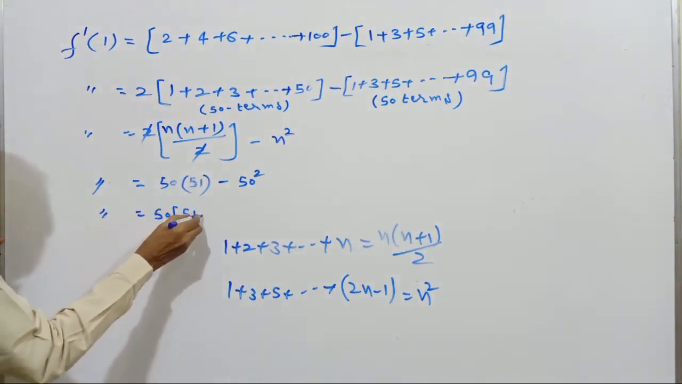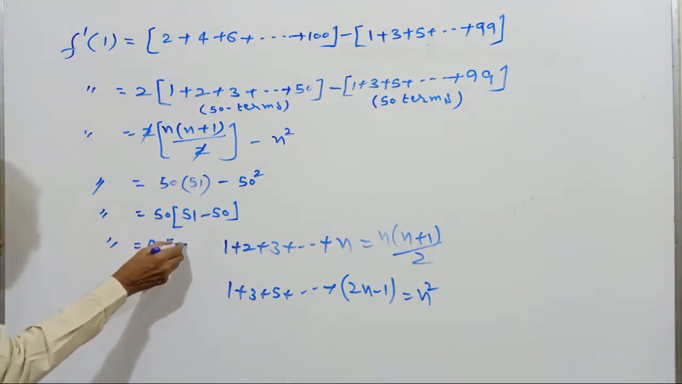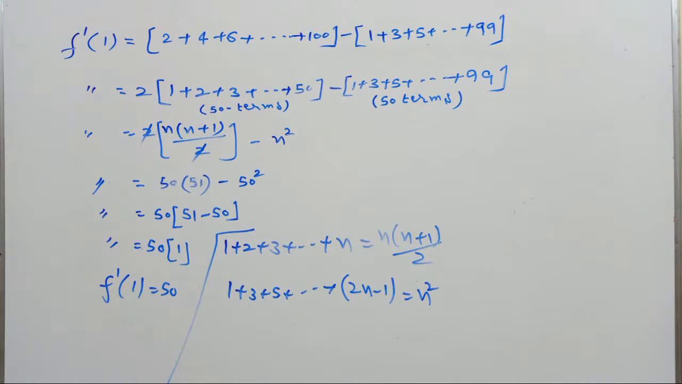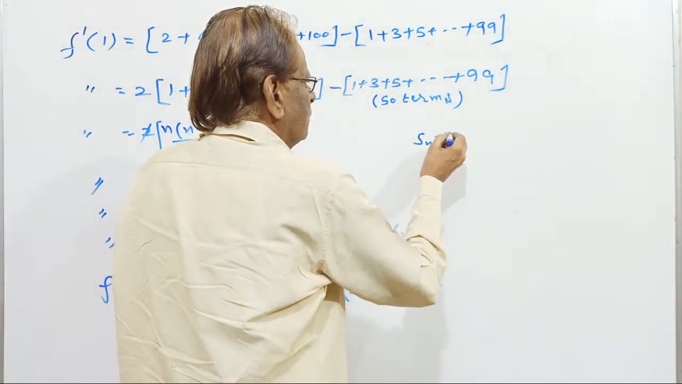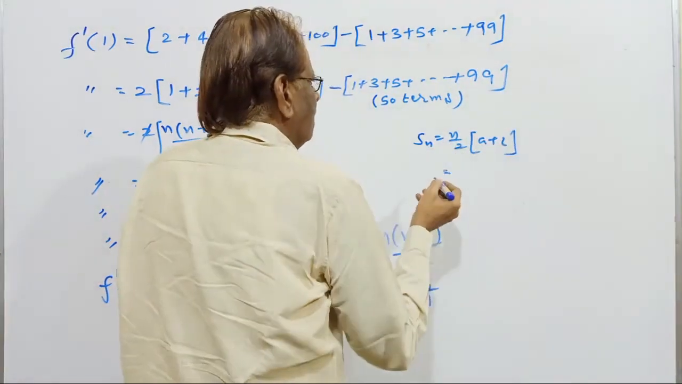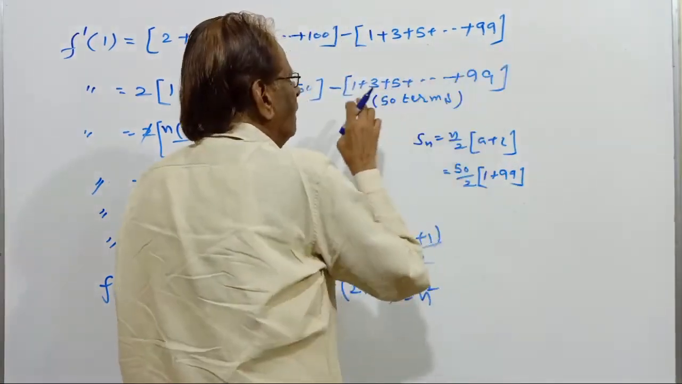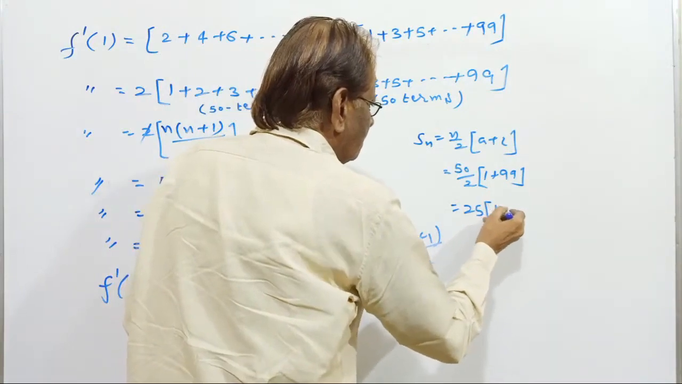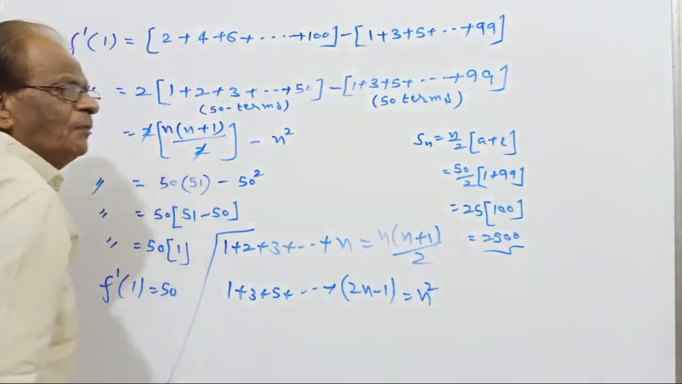50 common. 51 minus 50. Therefore, f dash 1 is 50. Suppose you don't want to use this formula, you can find by this formula: n is 50, a is 1, l is 99, because this is an AP, first term a is 1, common difference is 2, last number is 99. This type also gives the same, 50 square.